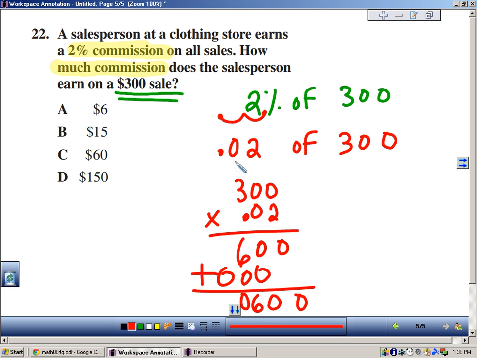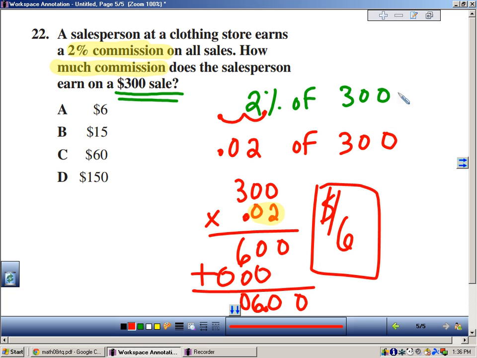There are 2 digits to the right, so there must be 2 digits to the right of our answer. So 06.00 is $6, and so the amount earned on commission is $6. In other words, 2% of $300 is $6. So the answer is A.